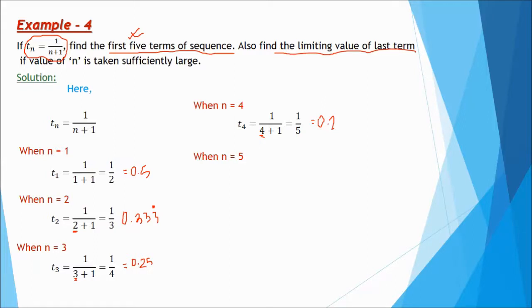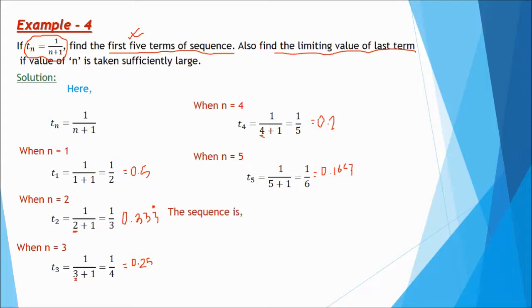When n is equal to 5, T5 is equal to 1 by 5 plus 1, that is 1 by 6, and its value is 0.166, so if we round it up, then it will be 0.167. Now these are the first 5 terms of our sequence. We have to find the limiting value of the last term, where it is approaching.